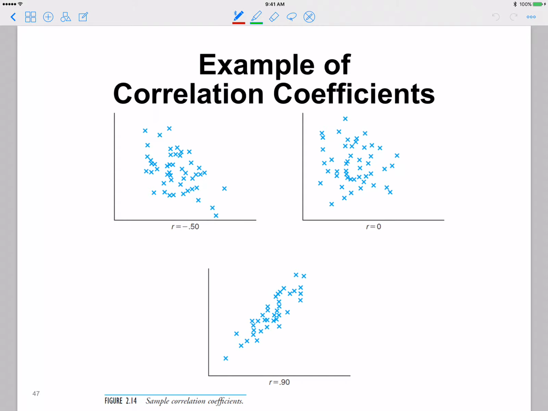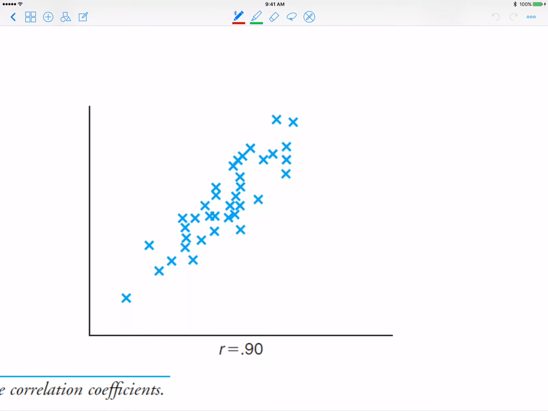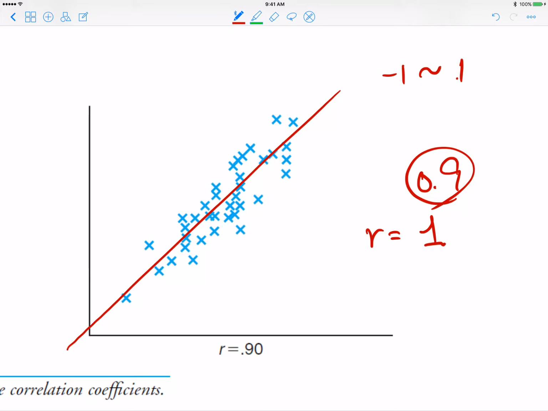Let's look at some examples in order to have some intuitive ideas. In this case, the correlation coefficient is not 1, but close to 1, which is 0.9. Again, the correlation coefficient ranges between -1 and 1, and as it gets closer and closer to 1, the maximum value, this kind of scatter plot or scatter diagram will be more like a straight line. But in this case, they are not exactly a straight line, right? They have some errors with respect to this straight line.